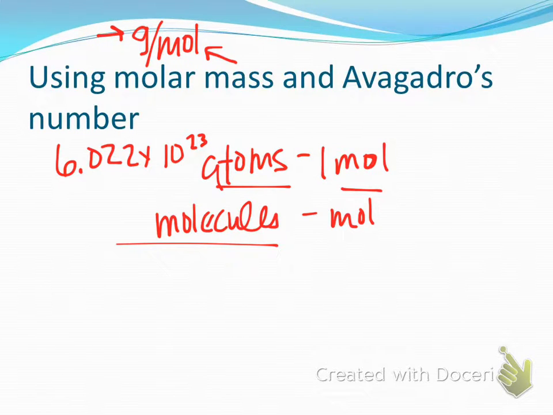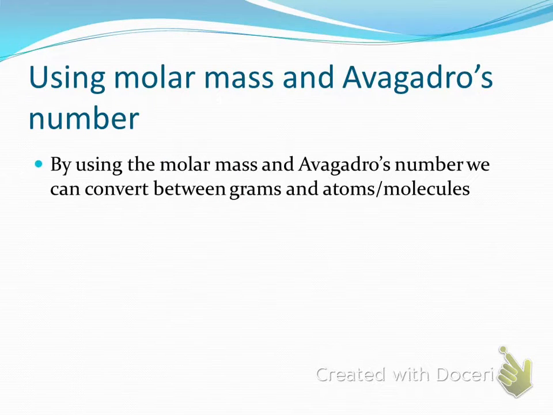So now we're going to take molar mass and Avogadro's number, and we're going to be able to convert between grams and atoms. So we're going to take the number of grams of a substance and be able to convert it all the way to atoms. If I have a 10-gram sample of carbon, we're going to be able to tell exactly how many atoms of carbon are in that sample. Or if I have however many atoms of oxygen, I'm going to tell how much that would weigh in grams.